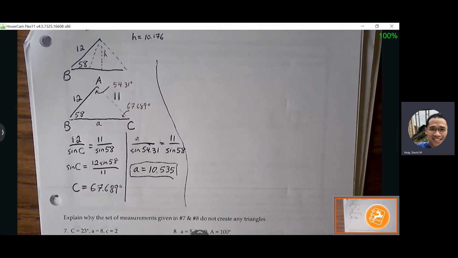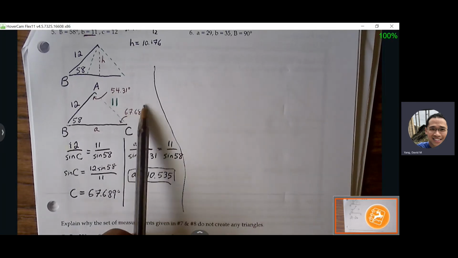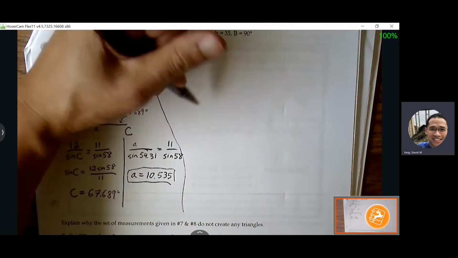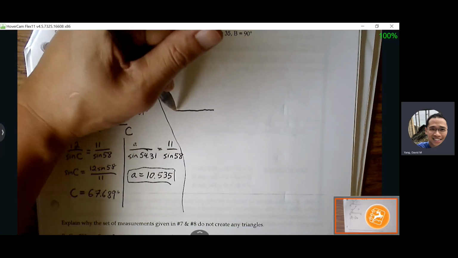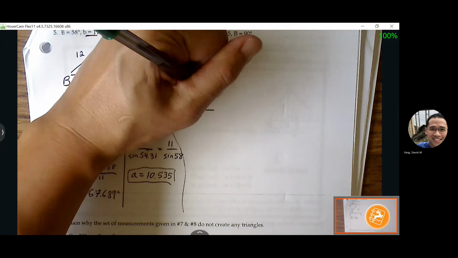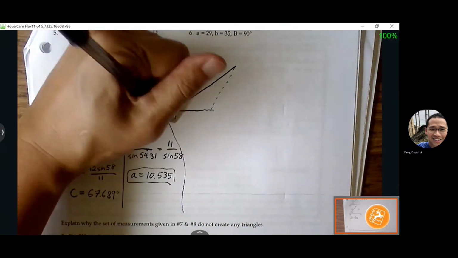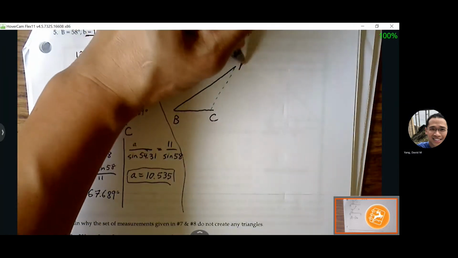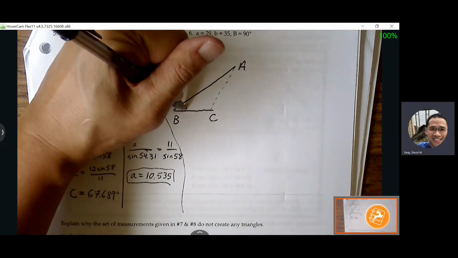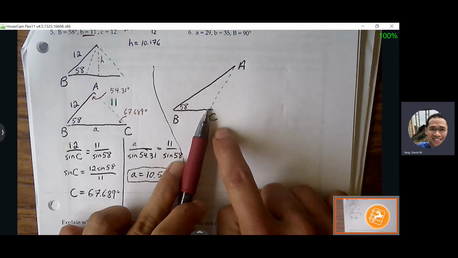Okay, so we have the first triangle. Now the second triangle, all you need to do is 180 minus this, and that'll get you your obtuse angle. So 180 minus 67.689, what's that angle measure there?